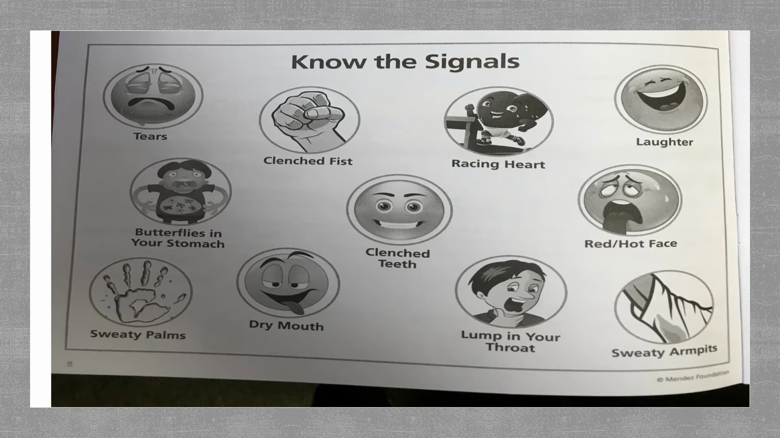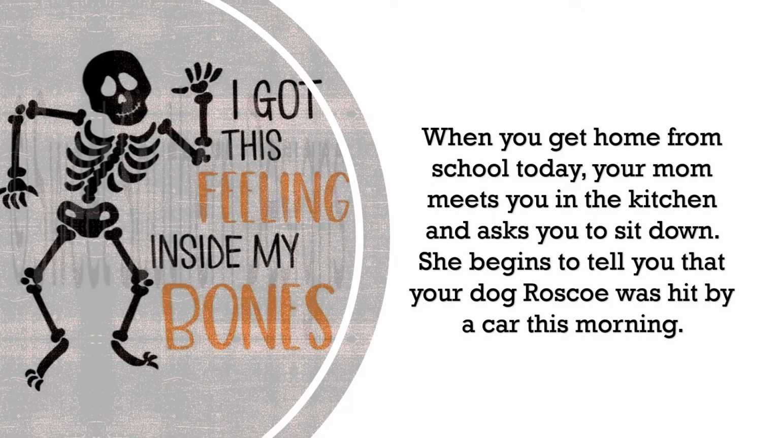So let's look a little closer here at these signals. So here's our first situation. When you get home from school today, your mom meets you in the kitchen and asks you to sit down. She begins to tell you that your dog Roscoe was hit by a car this morning. Okay? So let's think about this for a minute. How would you feel if your mom said that to you? You'd probably be sad, right? Would you just be sad or would you be heartbroken? Me, particularly, I'd be heartbroken.